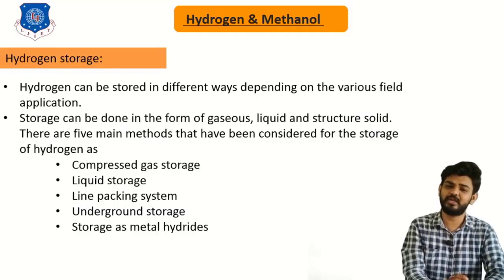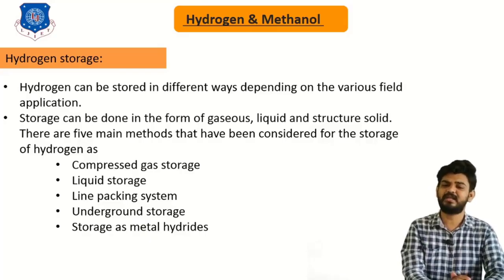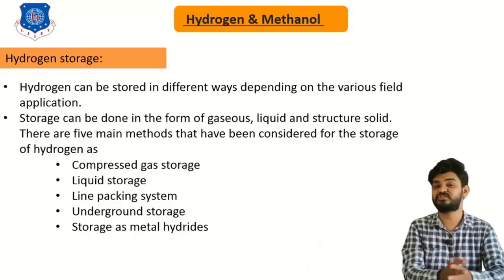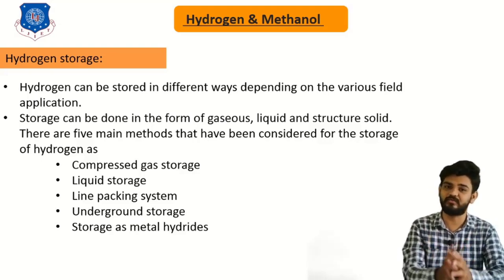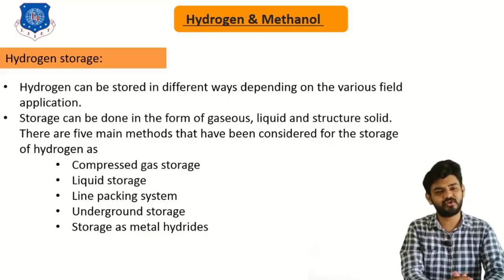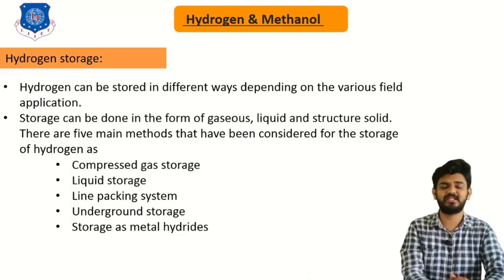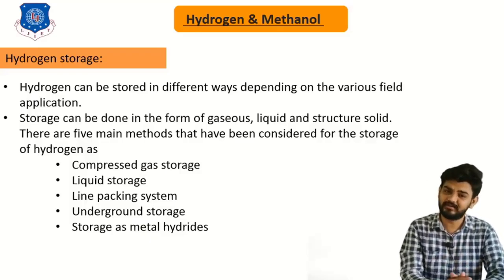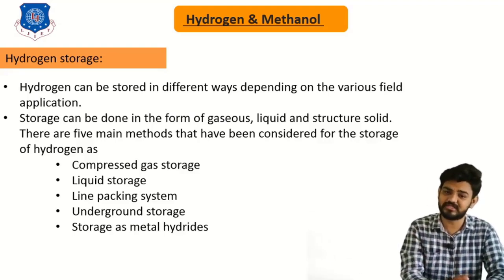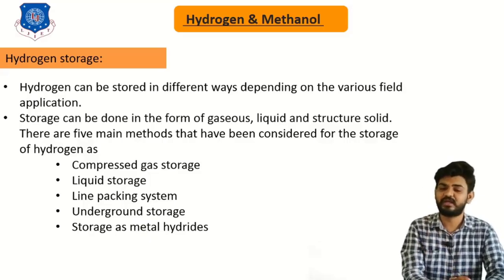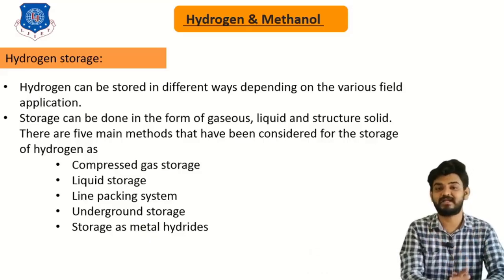Hydrogen can be stored in different ways depending on the various fields of application. Storage can be done in the form of gases, liquid and structured solid. There are basically 5 different methods that have been considered for the storage of hydrogen. Storage of hydrogen fully depends on the application of this hydrogen. Here is the classification of the storage of hydrogen: compressed gas storage, liquid storage, line packing system, underground storage and storage as metal hydride.